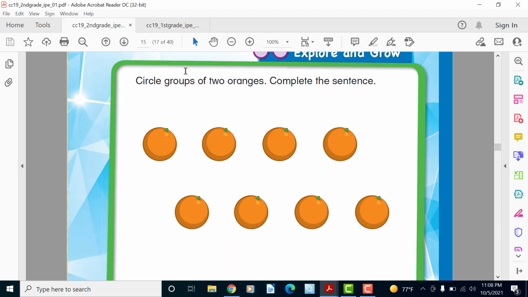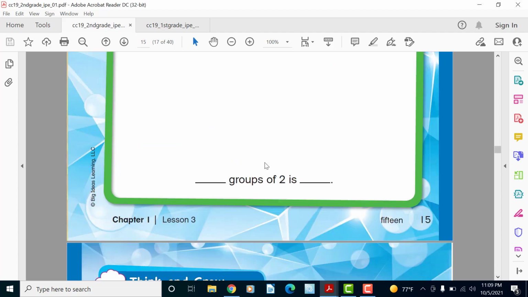So here, this says circle groups of 2 oranges, and then complete the sentence at the bottom of the page. So see here, we've got 2 oranges. Circle 2 oranges. Here are 2 more oranges. Circle 2 oranges. Here are 2 more oranges. Circle 2 oranges. And here are 2 more. Circle 2 more.